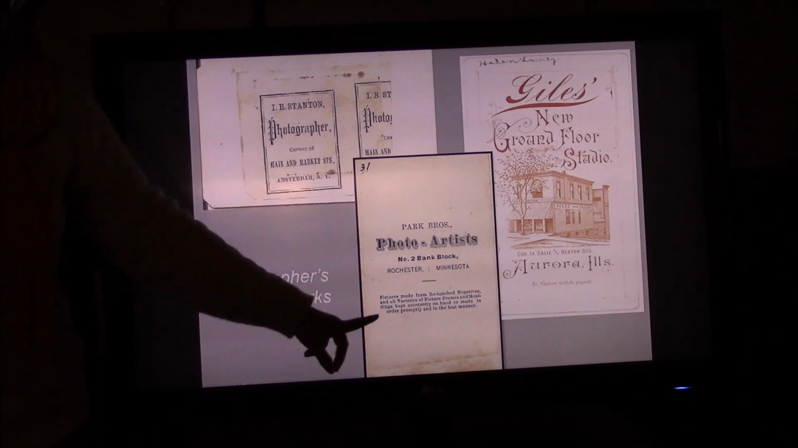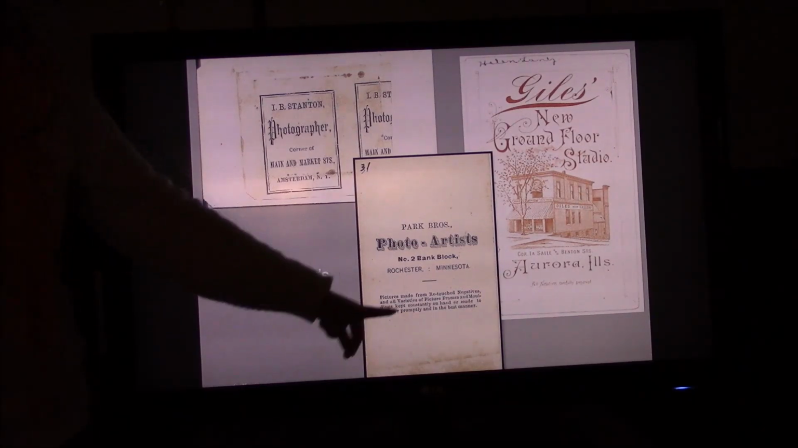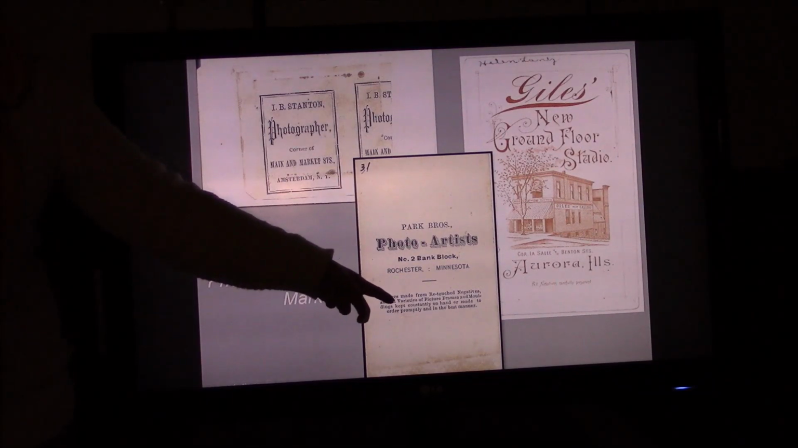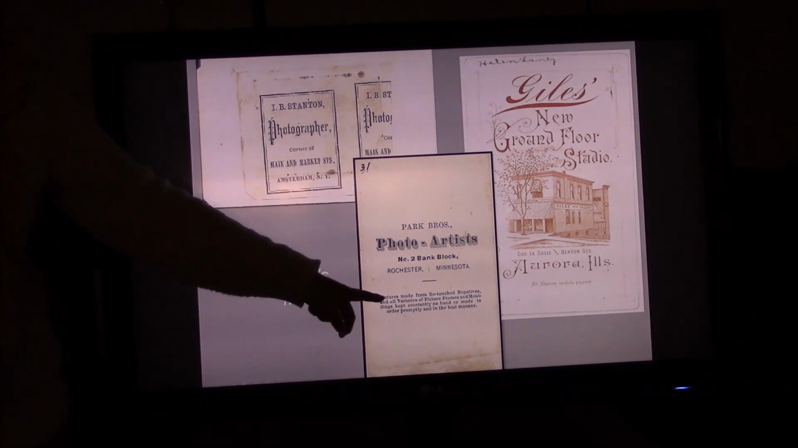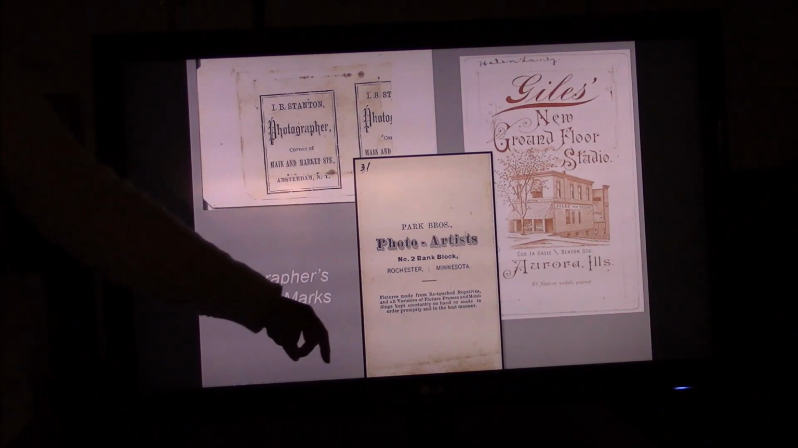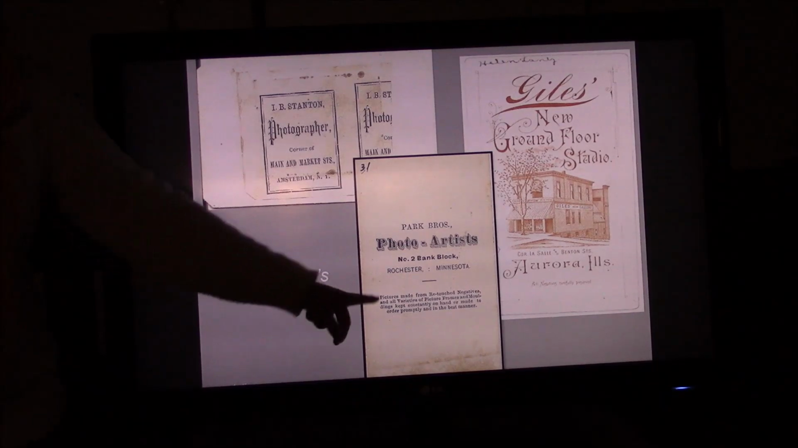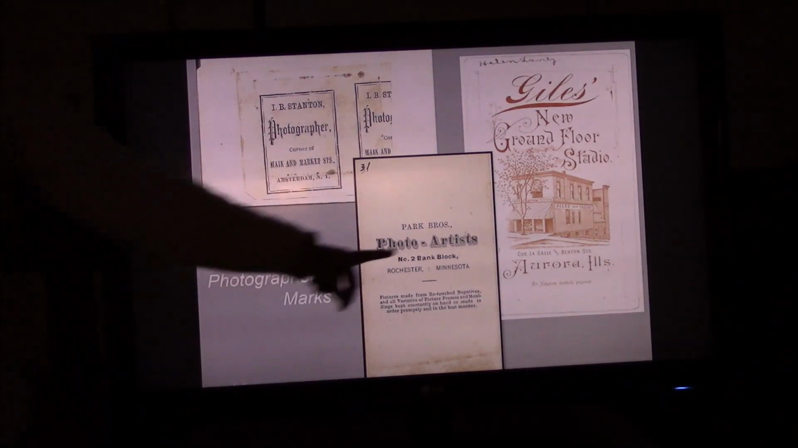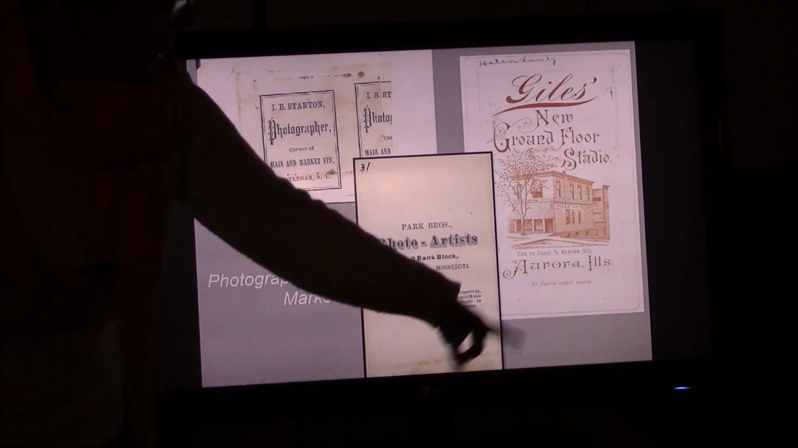So for this particular one, it says pictures made and retouched from negatives. So I can have a photo remade at this studio based on the era in which this photographer was doing that. I'm going to show you a photo that I think is a copy, and I'll tell you why I think it's a copy in just a little bit. And then Giles, new ground floor studio, I want you to remember this, corner of LaSalle and Benton Streets in Aurora.